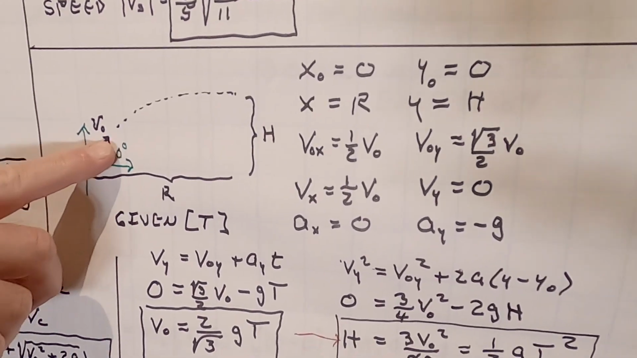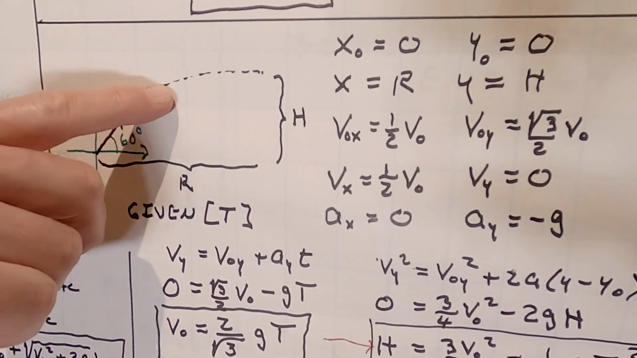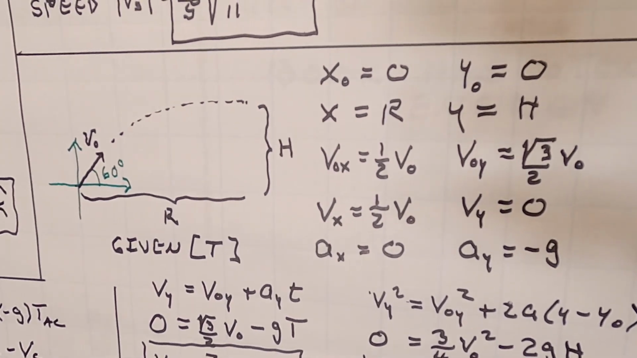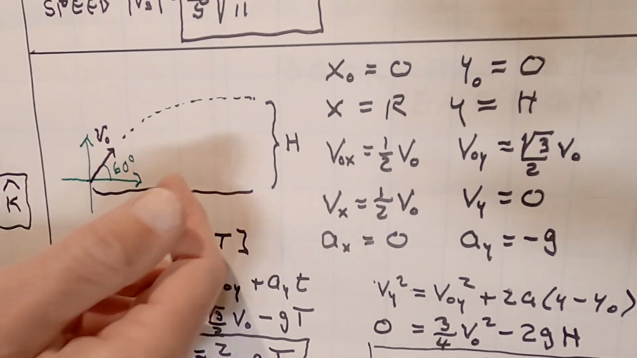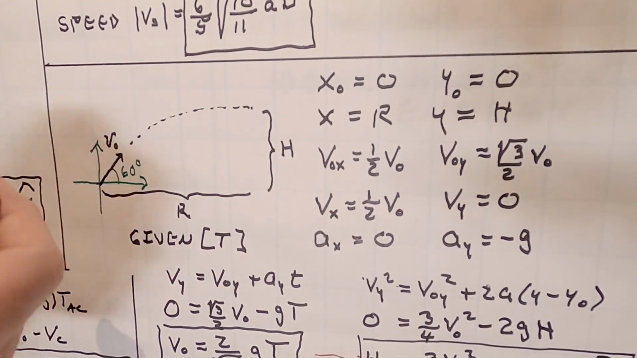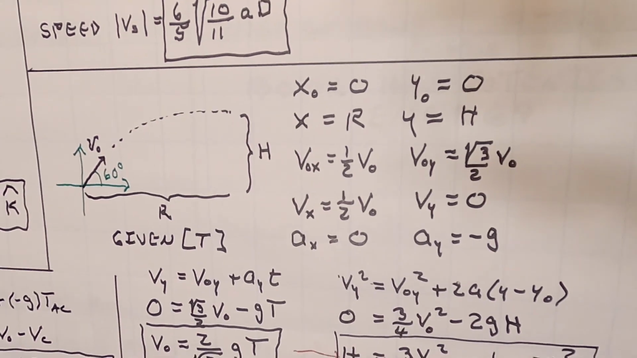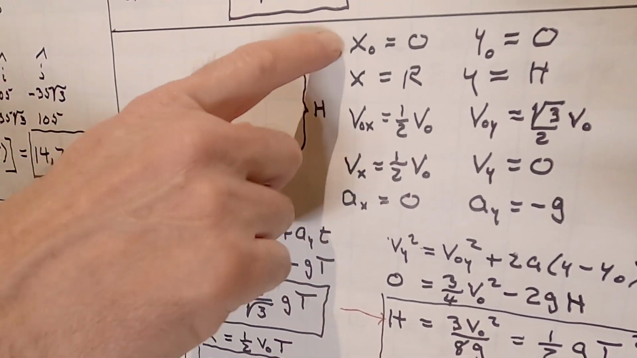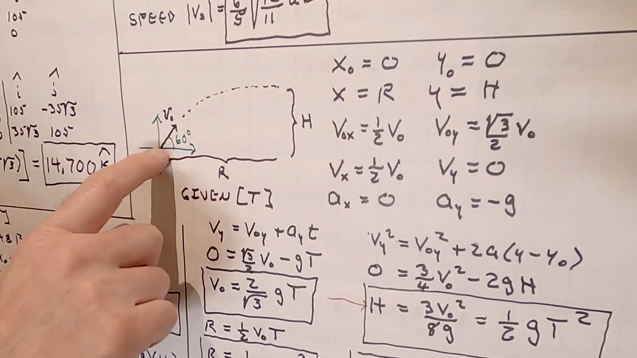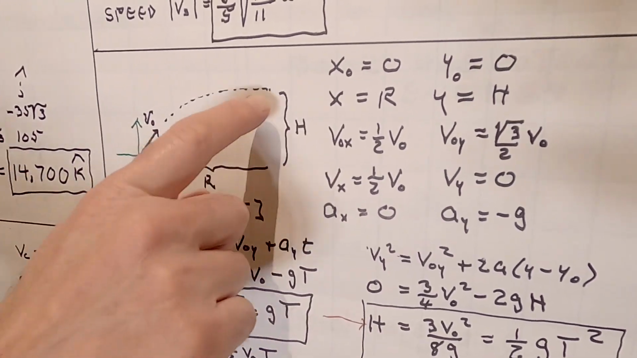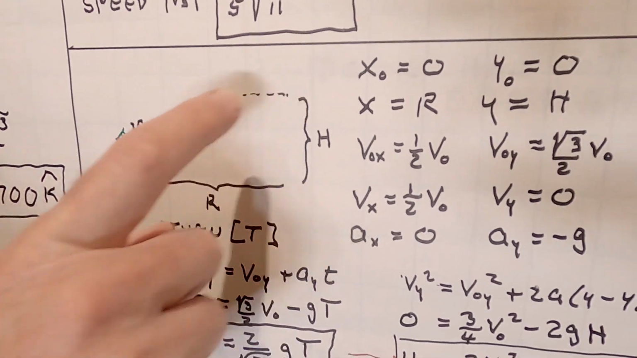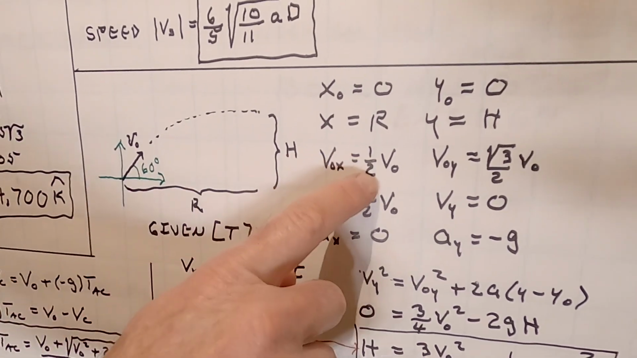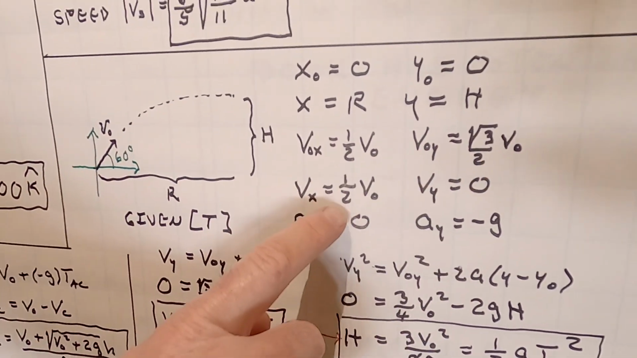Here we were throwing something out at 60 degrees and we were looking at it between here and when it gets to its highest point right here. Some of them were exactly like this but in reverse. But here we're just running it in this direction. So I put my origin right there. List x sub naught is 0, y naught 0. Here x is r, y is h. The x component would be v naught cosine 60, and v naught sine 60.